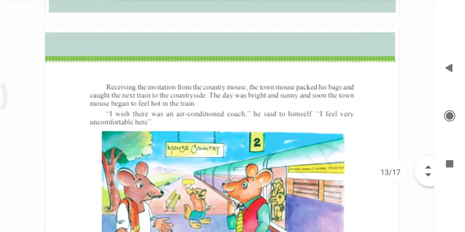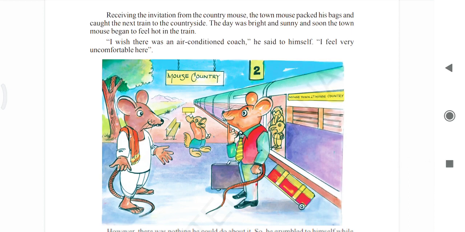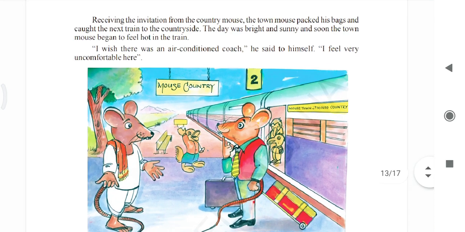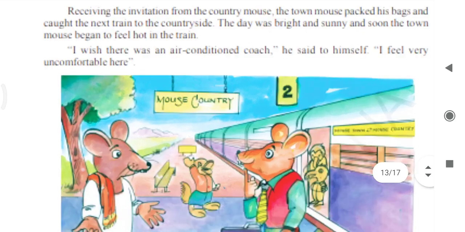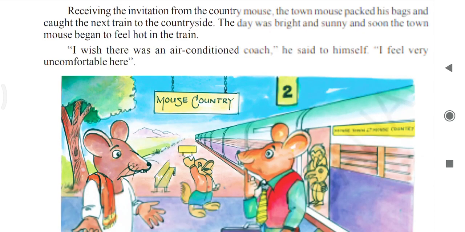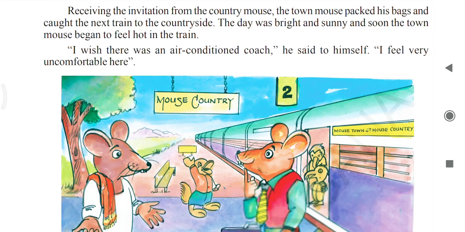Okay, next. Receiving the invitation from the country mouse, the town mouse packed his bags and caught the next train to the countryside. The day was bright and sunny, and soon the town mouse began to feel hot in the train. So the town mouse started the journey as soon as the invitation came from the country mouse. As soon as the reply came, the town mouse packed all his bags and caught the next train to the countryside. And since the day was very bright and sunny, sunny is not a name here, sunny in the sense very hot, with a lot of sun, just like summer.